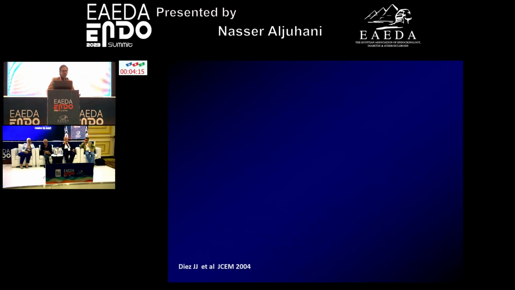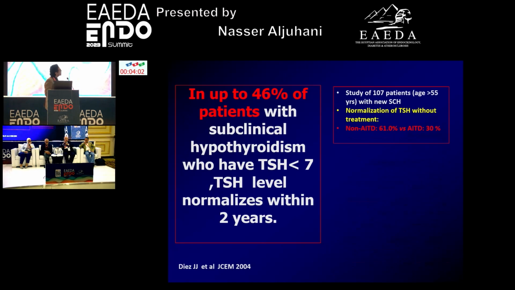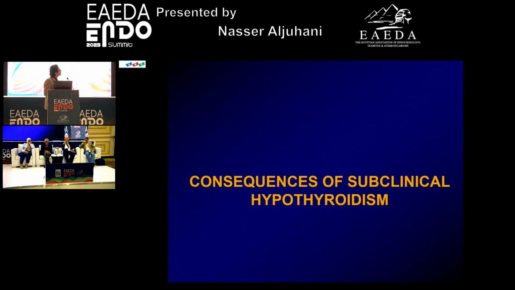We'll do antithyroid peroxidase in every patient. In this study, up to 46% of patients with subclinical hypothyroidism who have TSH less than 7 had TSH normalized within 2 years. So you see, most of them normalize.